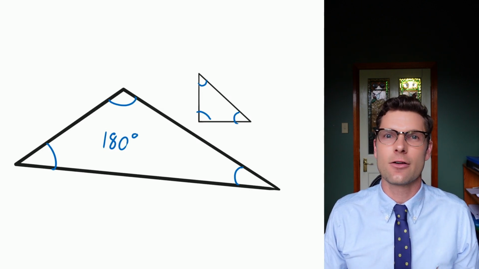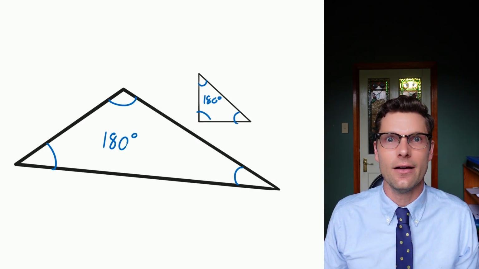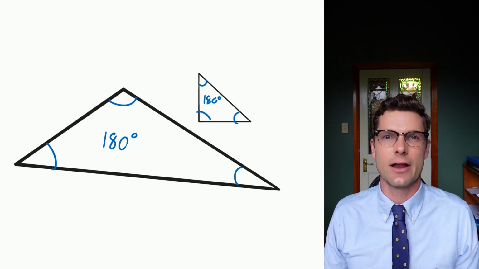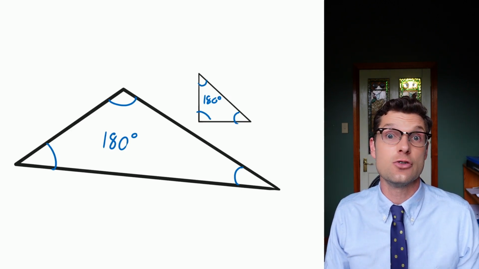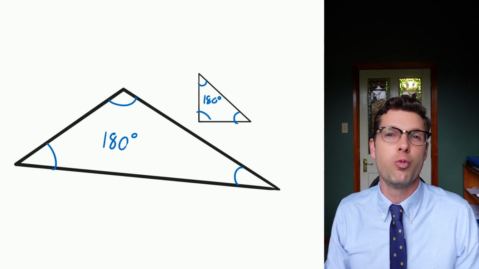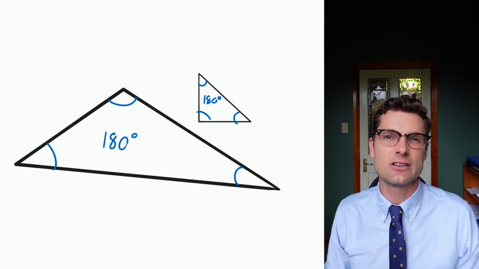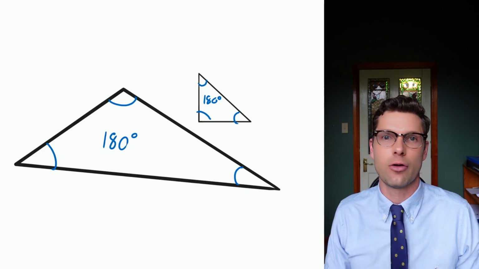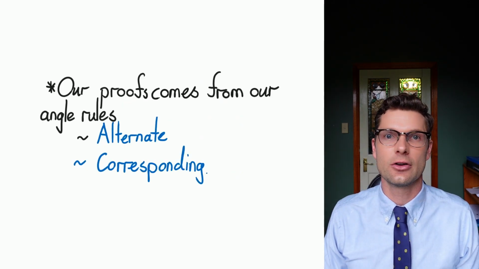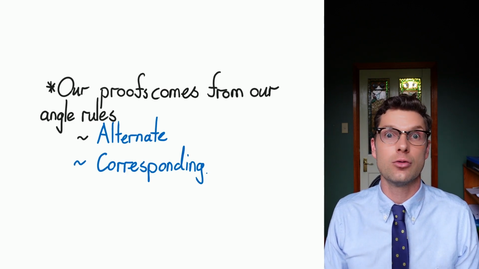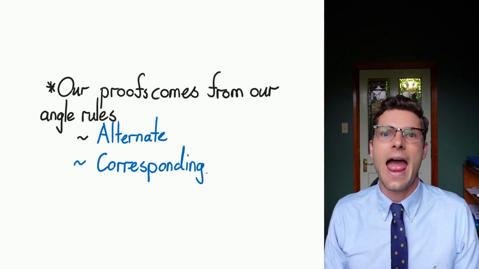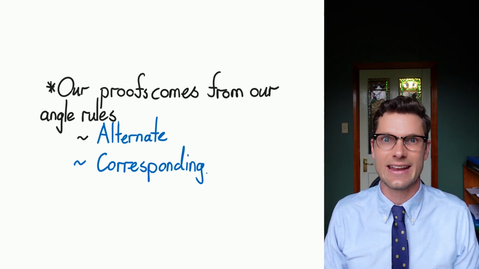It could be right angle, isosceles, scalene, doesn't matter. We know for a fact that the inside angles are equal to 180. But being able to prove this using some of our angle relationships will really help deepen our understanding for this topic and help us find out the interior angle sum of different shapes incredibly easily. So the two proofs we're going to look at today come from two of our angle relationships. The first one is the alternate angle theory, and the second one is the corresponding angle theory.